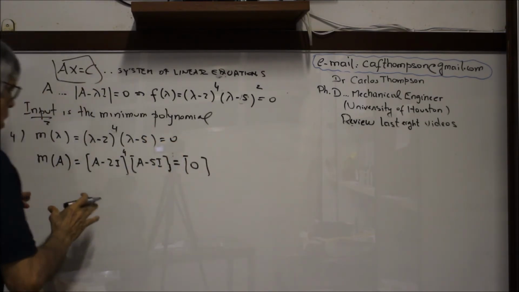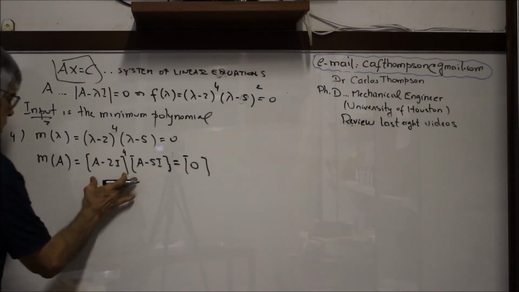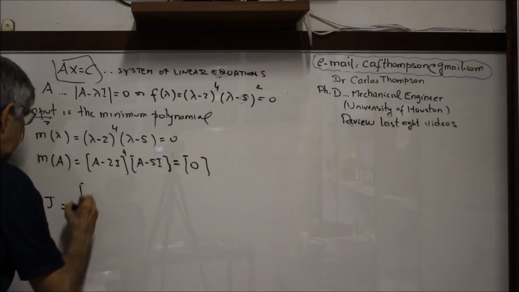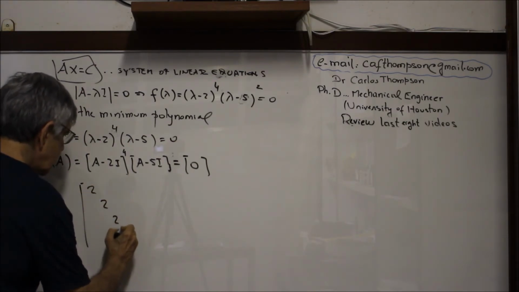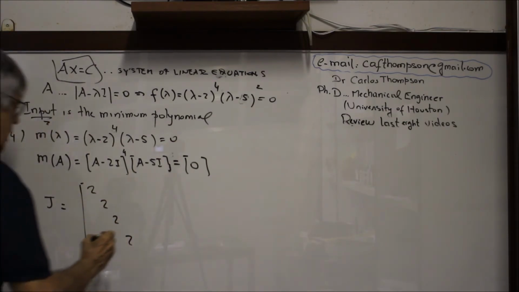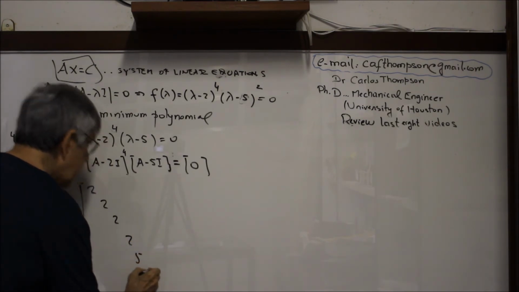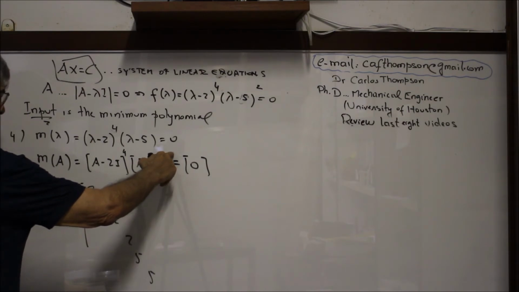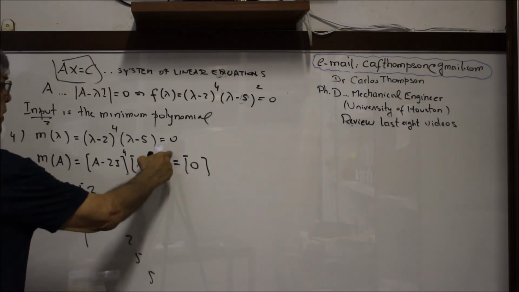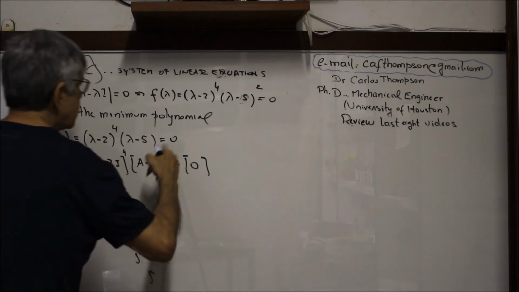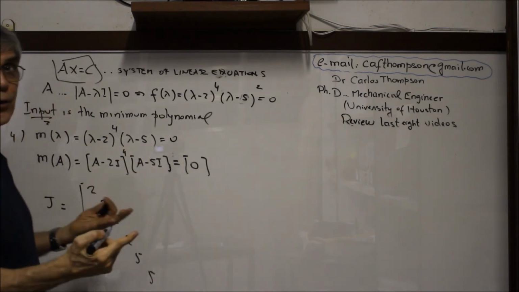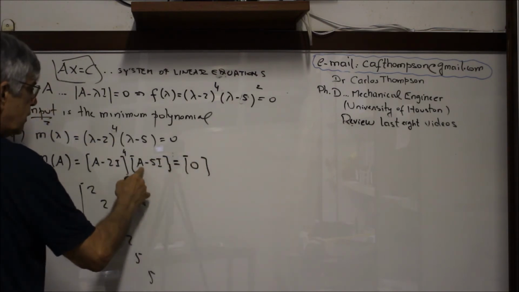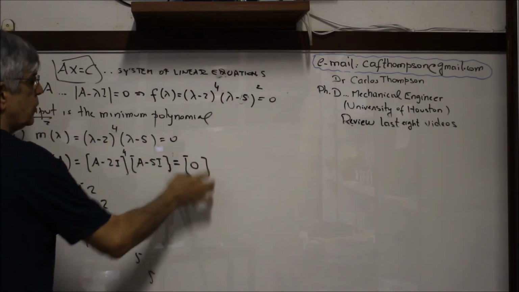Okay, now from here, j is 2, 2, 2, and 2. This is 5 and 5. This to the power 1. Okay, the power 1, because the power 2, this investigator should use Cayley-Hamilton and know that A minus 5I to the power 2 is 0.